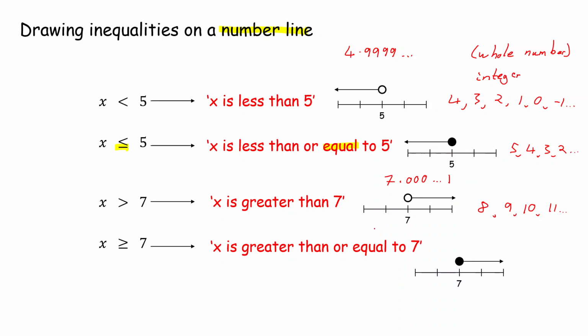So very similar to the one above, but this time we've got a filled in circle at 7 because you do include the number 7. So this time your integer values, your whole number values that we include in our range of values, you would include the number 7. So 7, 8, 9, so on and so forth.